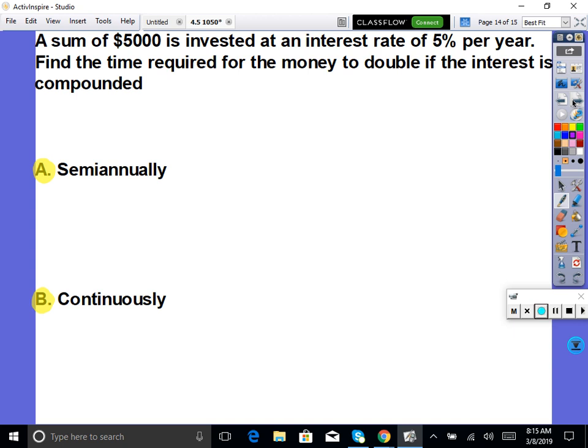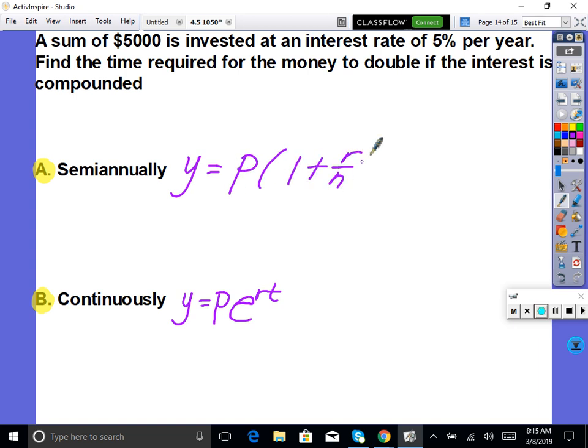So if it's compounded continuously, isn't that the PERT one? Y is equal to P times E raised to the RT. If it's not continuously, it was Y is equal to P times 1 plus R over N raised to the NT. Now we have to read this very carefully. A lot of you did not read the last test carefully enough. You just assumed that P was what they gave you because that's what you see a lot, but that's not always what it's going to be.